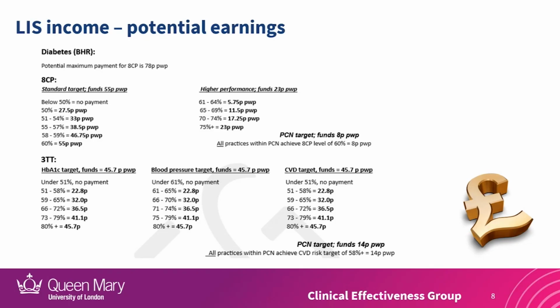For diabetes 8 care processes, the maximum you can reach is 78p per weighted patient. And then for each individual 3 target treatment, the maximum you can reach is 45.7p. You can get that on your HbA1cs, your blood pressures, and then your statins. You do also have PCN targets on these two. This is the only area out of the LESs that you have PCN targets. For the 8 care processes, you have a 60% target, and on the statins, it's 58 plus.